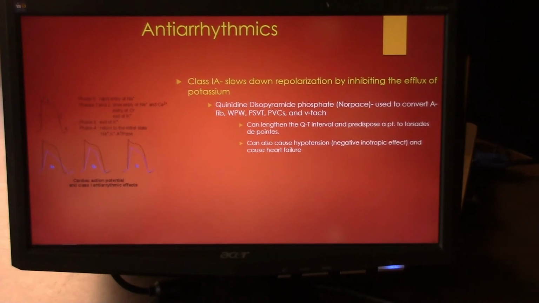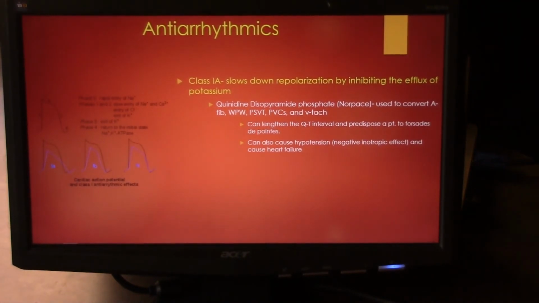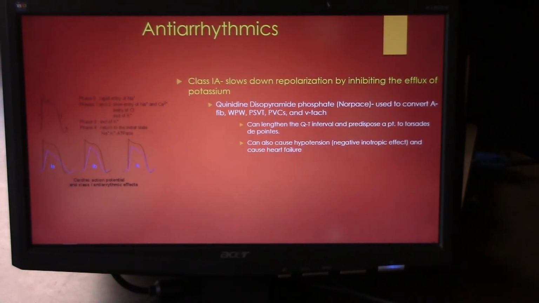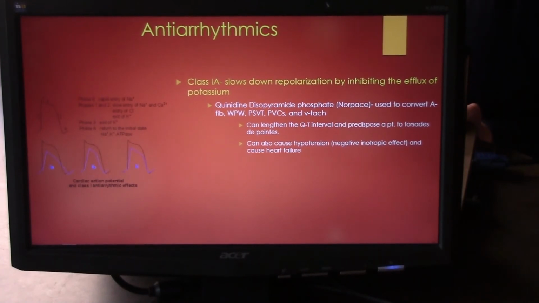See, this is one example that brings back that original point I put in the first PowerPoint in the series, where you must always also look at the QT interval in your patients, not just the PR interval and QRS, because these drugs directly lengthen the QT interval and can predispose the patient into torsades if that QT interval gets too long. It can also have a negative inotrope effect and cause heart failure as well as hypotension. Class 1A.